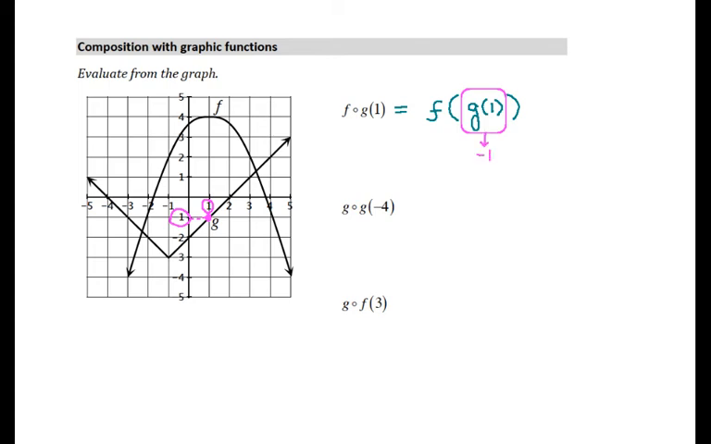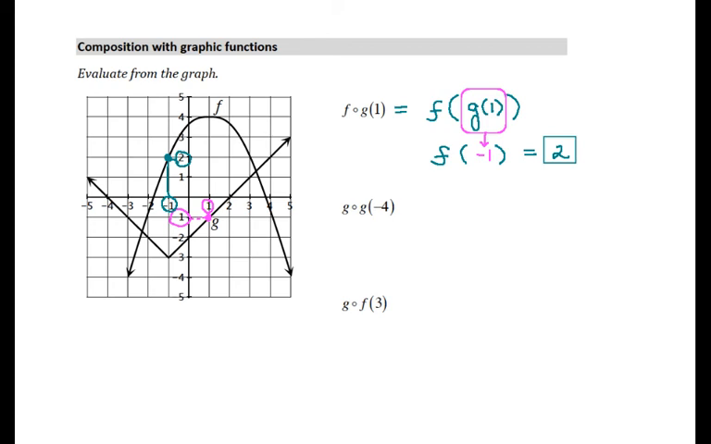And this is still inside the parentheses and inside the input to the function f. Now I'm going to negative 1 on the x-axis and tracing to the function f to see what f of negative 1 is, and I get 2. So it's a sequential process again, just like it was with that numeric example that we started with.